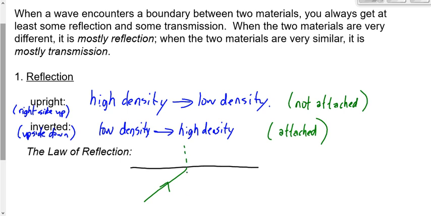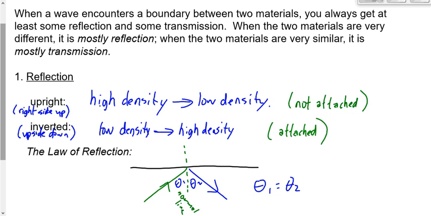We're going to draw a dotted line. That's going to be called a normal line. In physics, normal means 90 degrees. So that normal line is an imaginary line that's drawn at 90 degrees. The part of the wave that's reflected will be reflected such that theta 1 equals theta 2. The angle of incidence equals the angle of reflection.